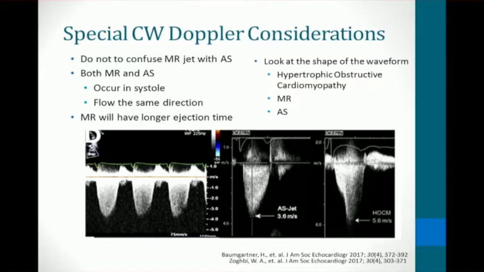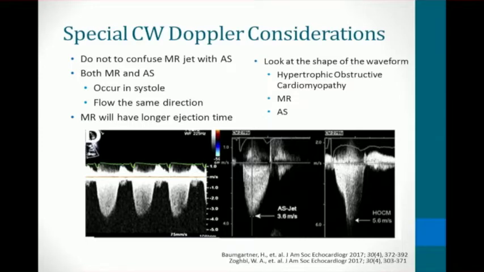The aortic velocity will have a shorter ejection time than the mitral regurgitation because mitral regurgitation occurs during isovolumic contraction time, systole, and isovolumic relaxation time until the mitral valve opens. AS only occurs during systole.